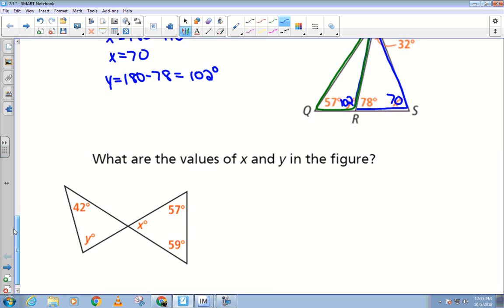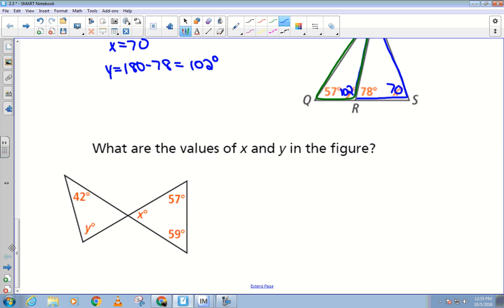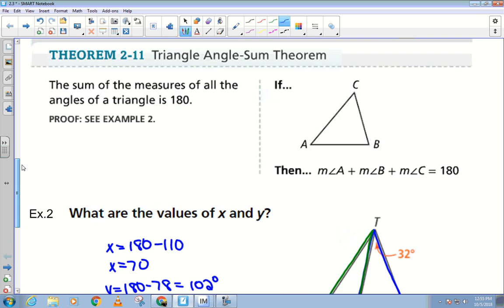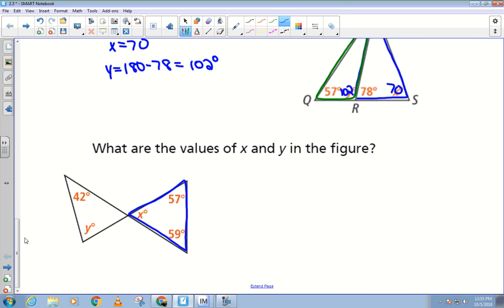Okay, here's another one. What are the values of x and y in the figure? What should we find first? Yes, x. So again, we're going to use the triangle angle sum theorem. And so to get x, what are we going to do? Add the 57 and the 59, which is what? 116. So we're going to do 180 minus 116, which is 64. Okay, so x is 64.